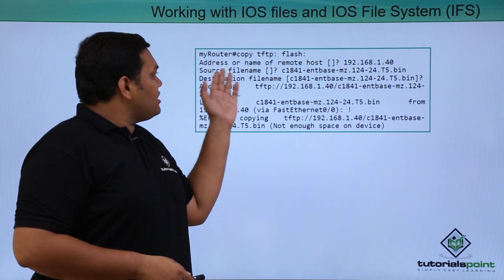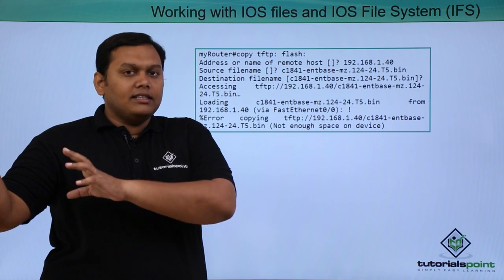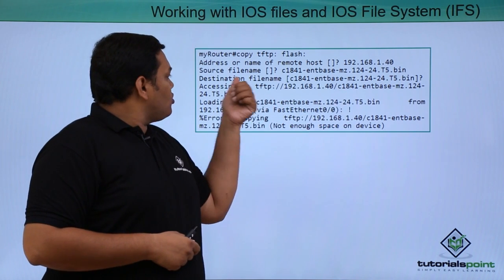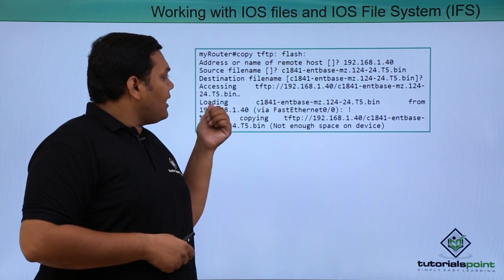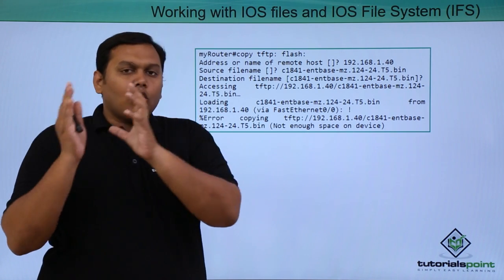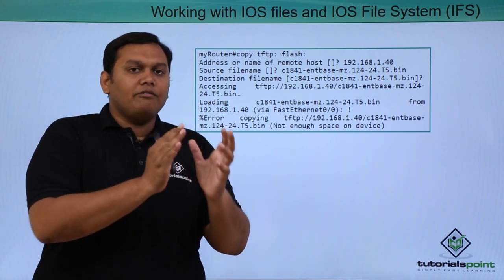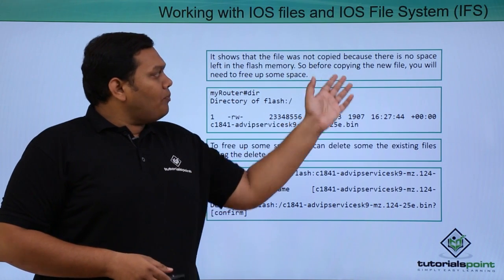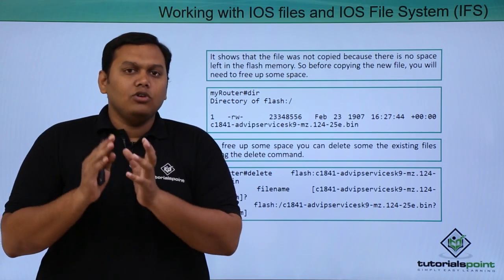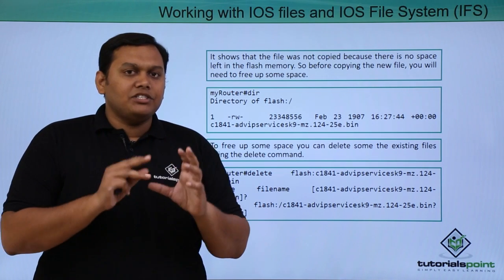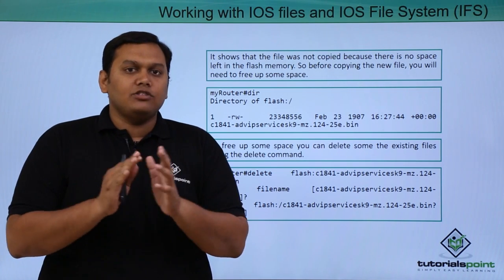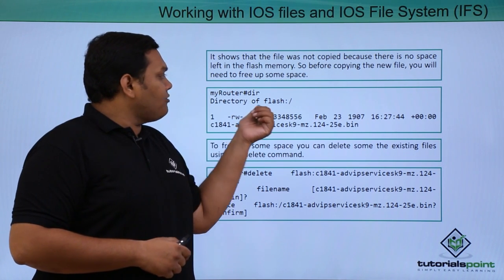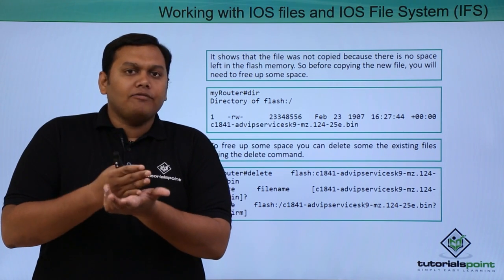You see the address of the remote host from where the image is copied, and also the destination file name and source file name, and you also see the amount of space copied from the TFTP server to the flash memory. After this, you can see that the file was not copied because there is no space here. Whenever you have an error message stating there is no space, that means the file is not copied. So what do you have to do? You have to see the directory of the flash, the memory information of the flash memory.